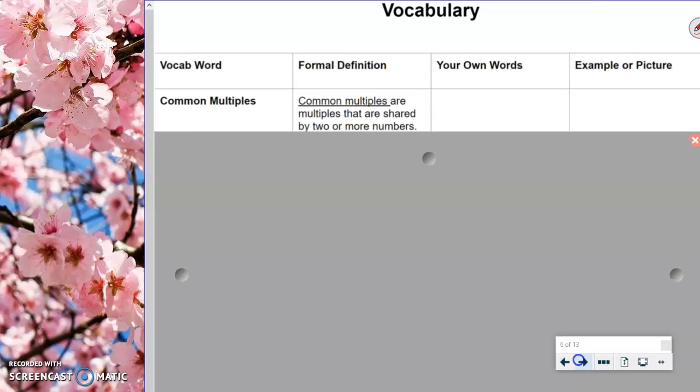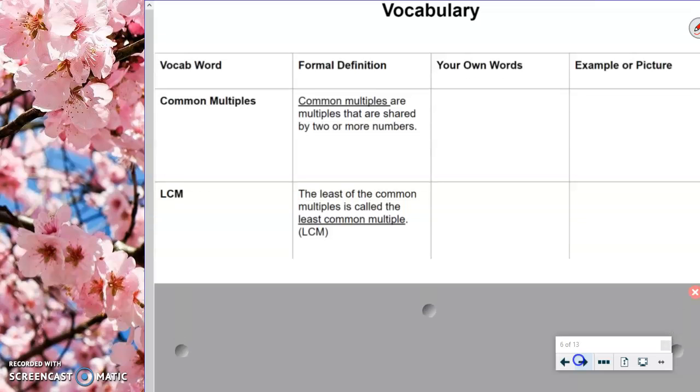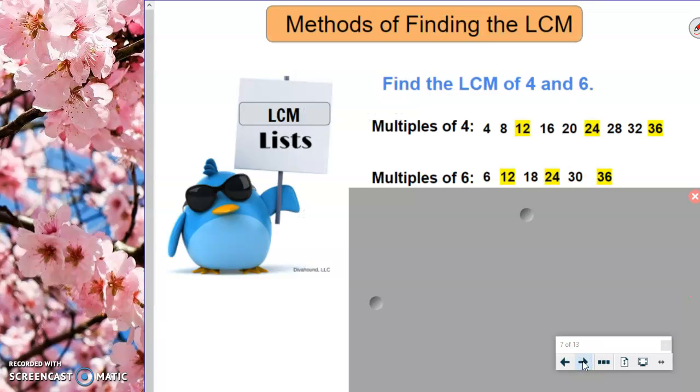But then we also talked about a few vocabulary words. Remember, common multiples are multiples that are shared by two or more numbers, and then the least common multiple is the least multiple that is shared by both of those numbers. So the first method to finding the least common multiple is to list the multiples of each number.